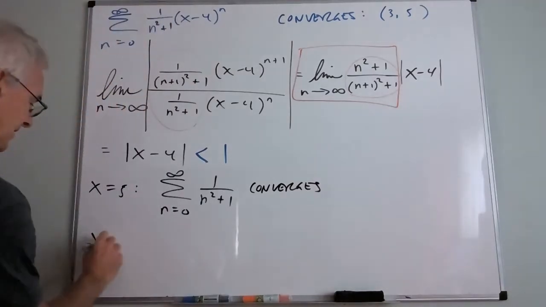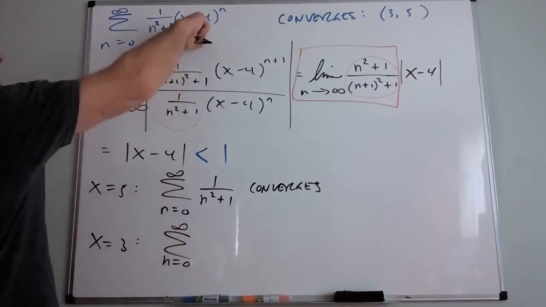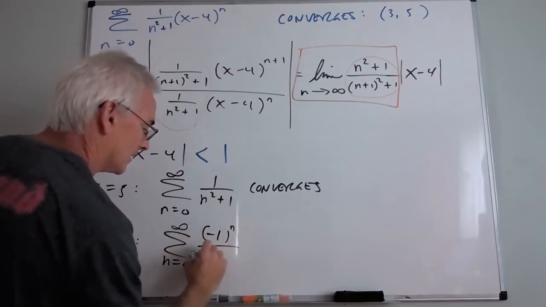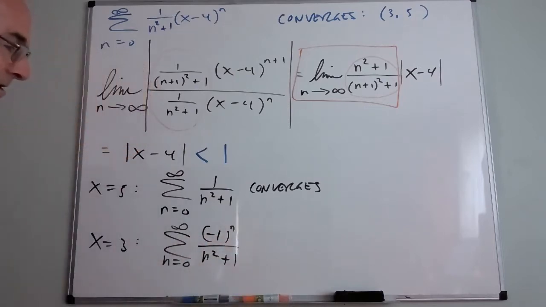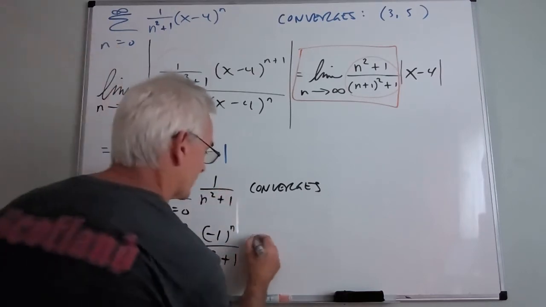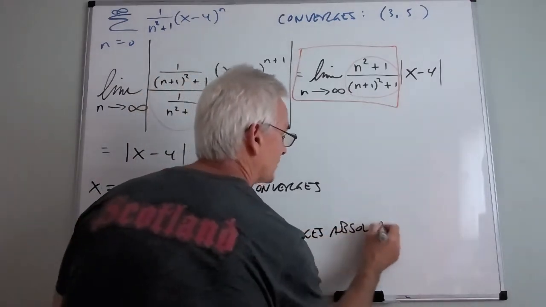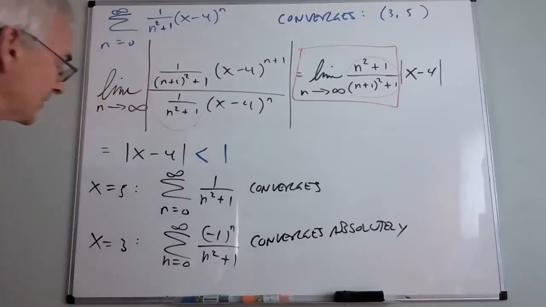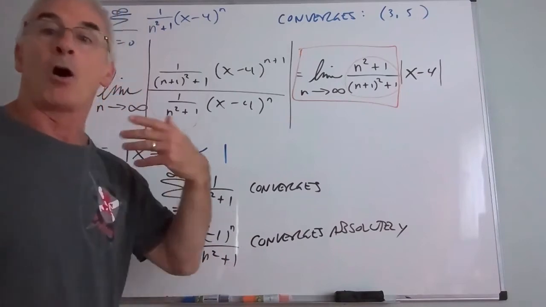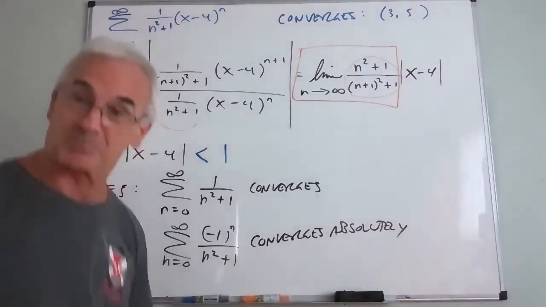Now, when I test x equals 3, what's going to happen? We already said, 3 minus 4 is -1. I'm going to get (-1) to the n over n squared plus 1. Do I have to do any work whatsoever? No, it converges absolutely. That's why you test them in this order. If you test the non-alternating one and it converges, the other one is always going to converge absolutely. So in other words, I don't have to do any work on the second one. It's automatic, I can just say it.